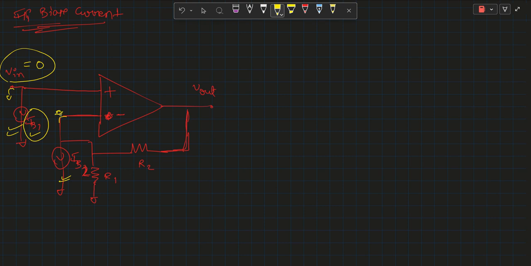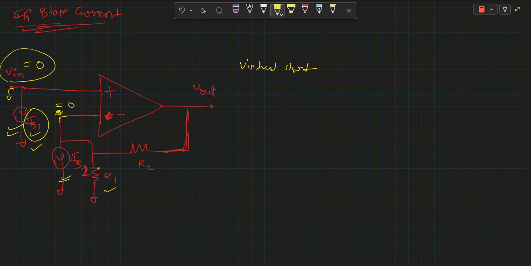So we can assume a virtual short. I know this is a non-ideal op-amp, but it is not completely non-ideal. We just consider this one non-ideality. The gain is high, so we can assume the virtual short here. If this voltage V in is zero, then this input is also zero, so this negative terminal is also zero, meaning it is on ground.